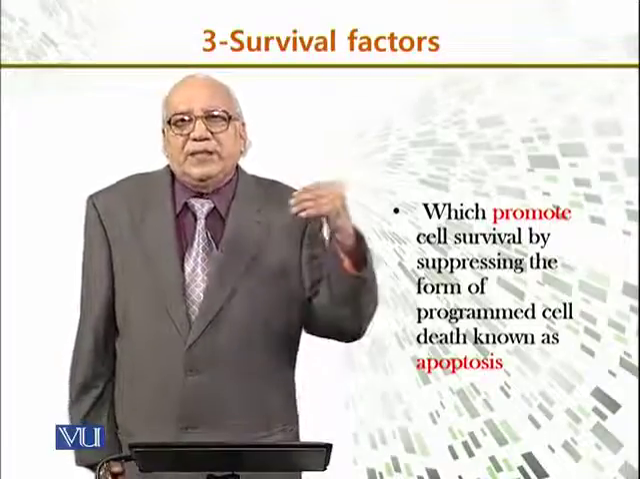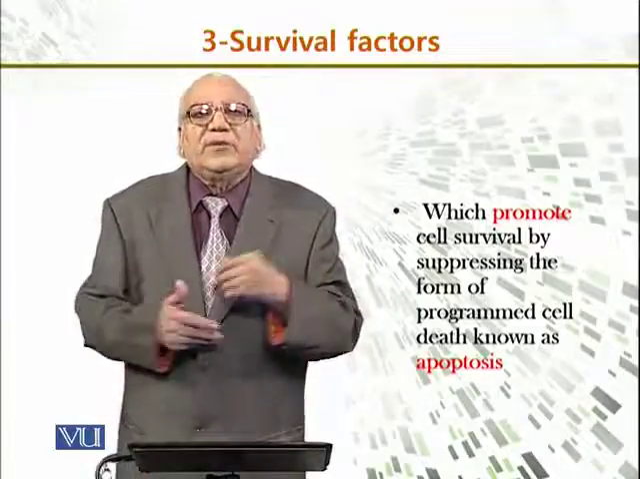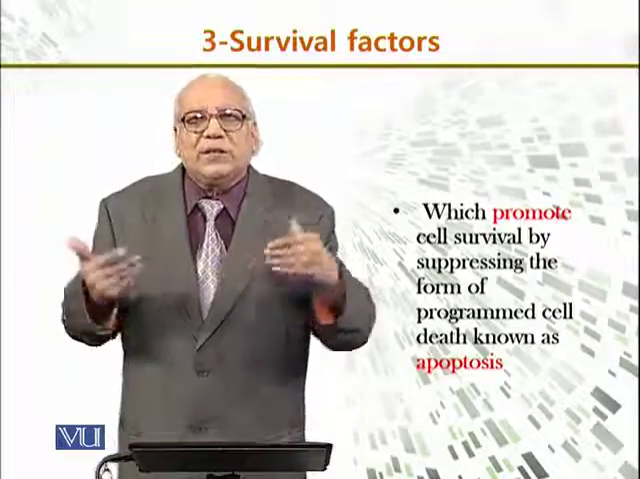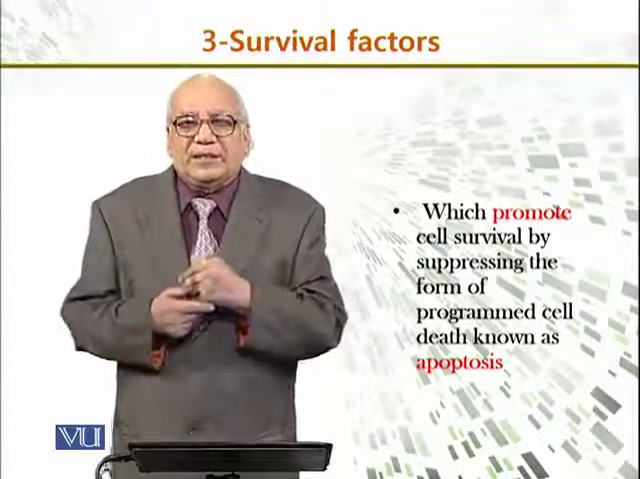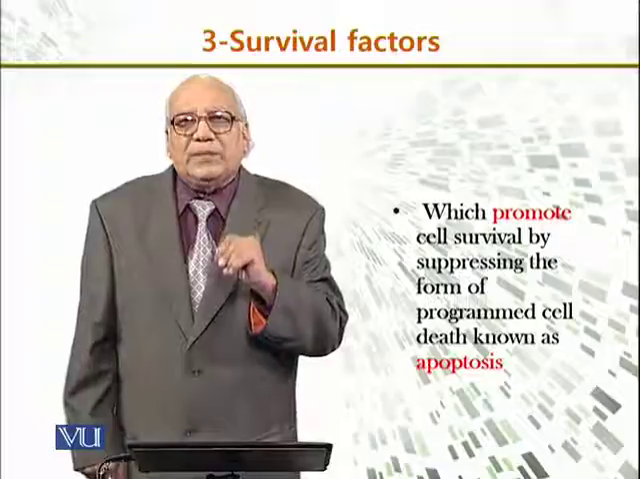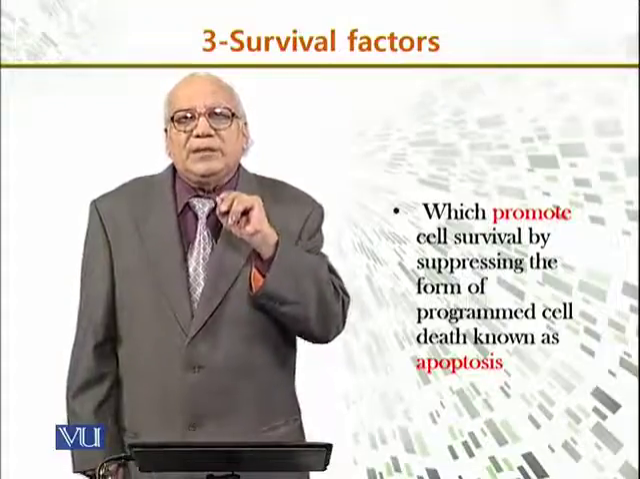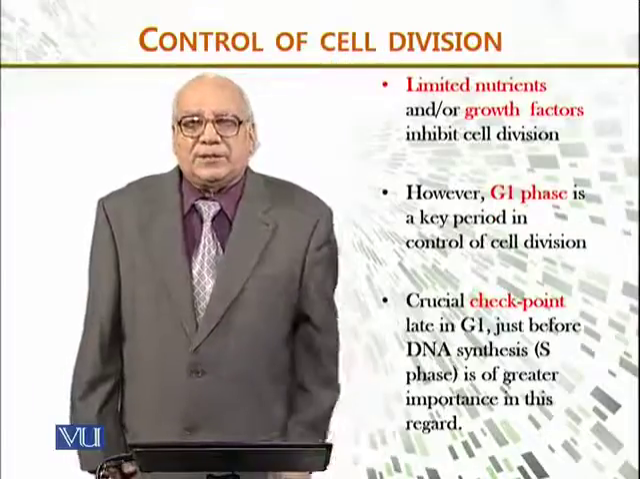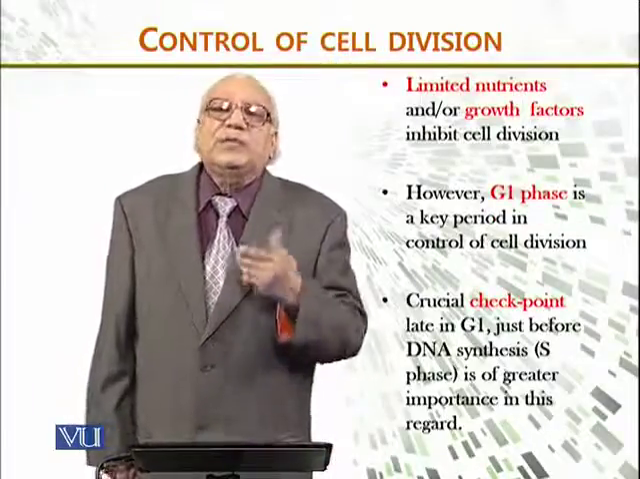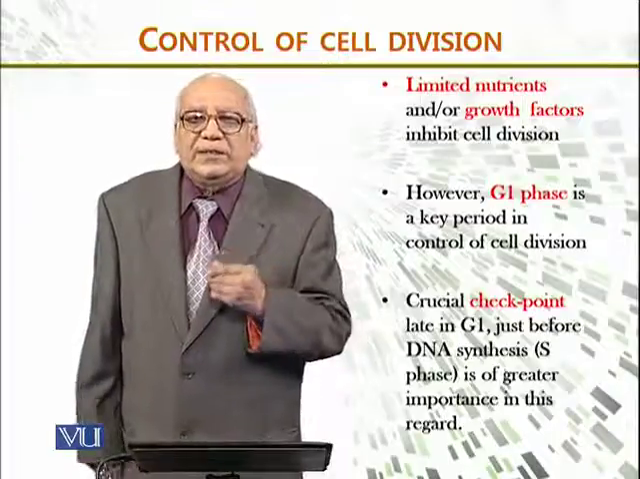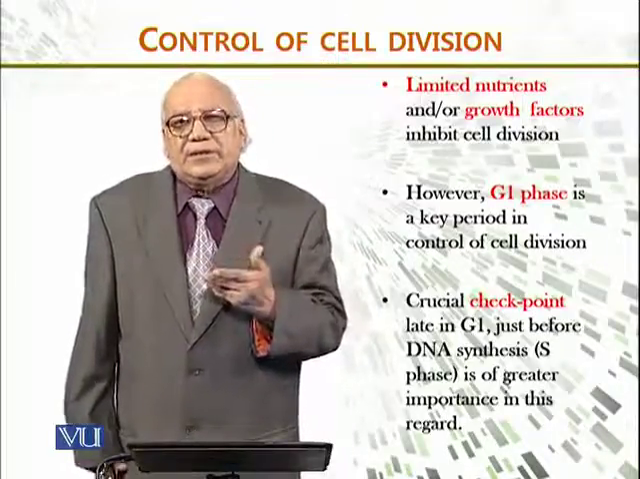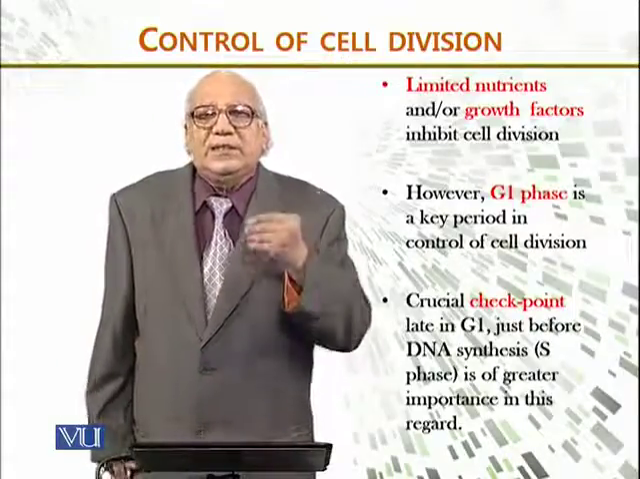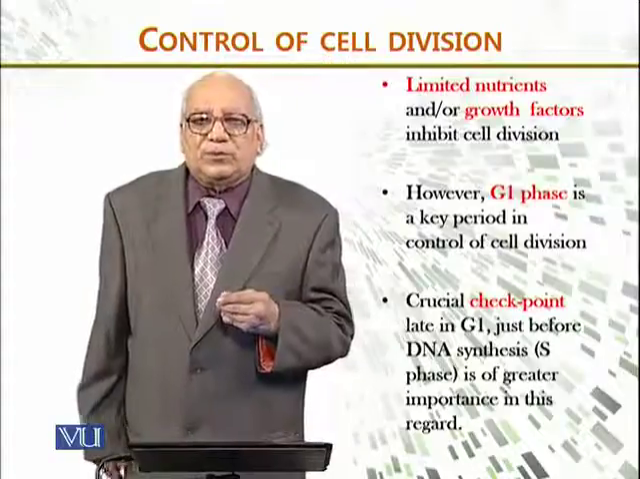ये नहीं कि जनाब in an organ, all the cells divide suddenly, die suddenly, or produce too much overweight or things like this. But there is a programmed growth and there is a programmed death, which is known as the process of apoptosis. Now, limited nutrients and growth factor inhibit the cell division naturally, because if the growth factor is limited, if the nutrient is limited, the cell won't grow.